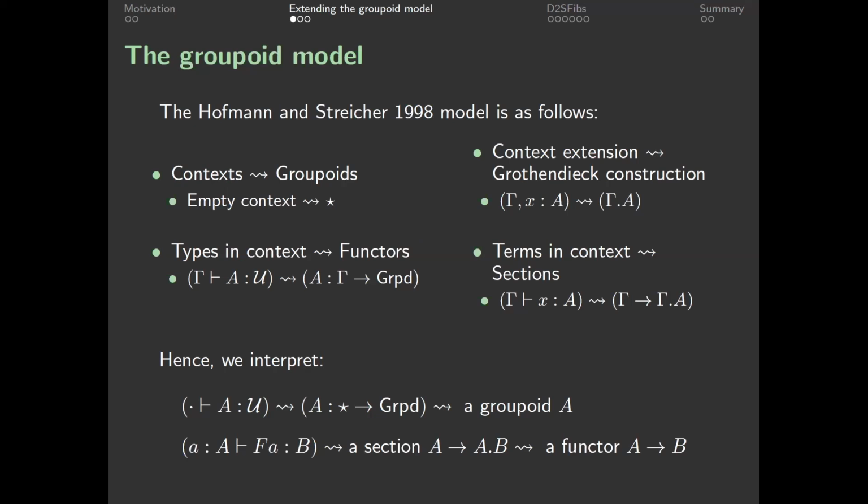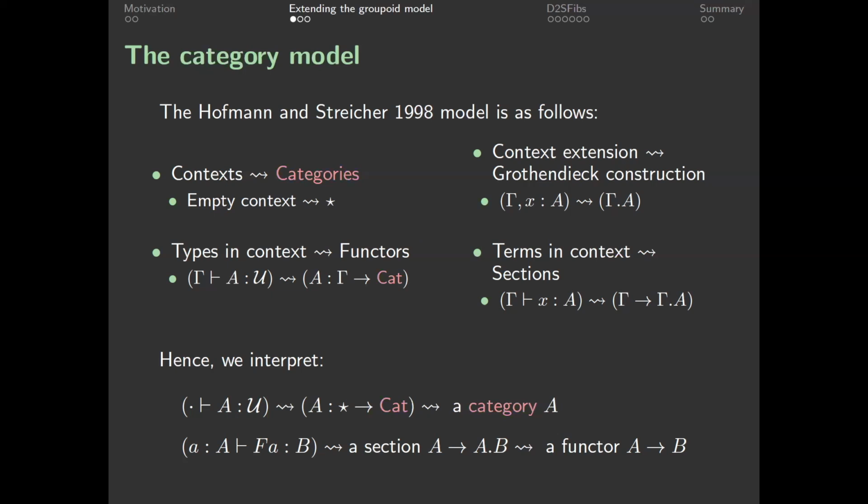So in particular, we can interpret these judgments as follows. A type in the empty context would be a functor to Groupoid from the terminal groupoid, which is the same thing as a groupoid A. And a section, or a term of B in context A, would be a section from A to A.B. And when B is constant, this is the same thing as a functor from A to B. So this sketches how this language lets us reason nicely about groupoids. So now we want to do the category model. We look at each time the word groupoid is mentioned, and we write category, and that's it.